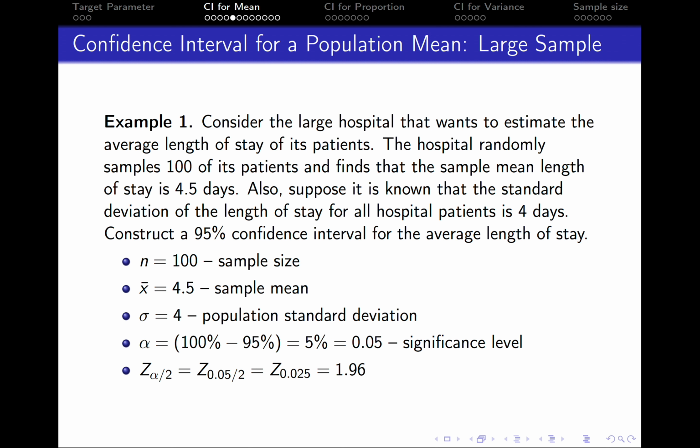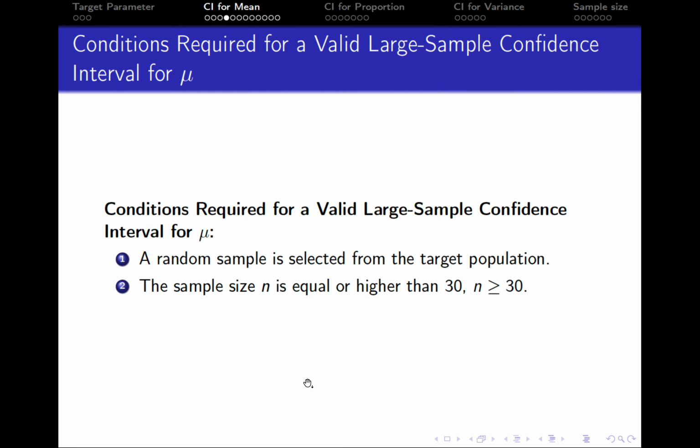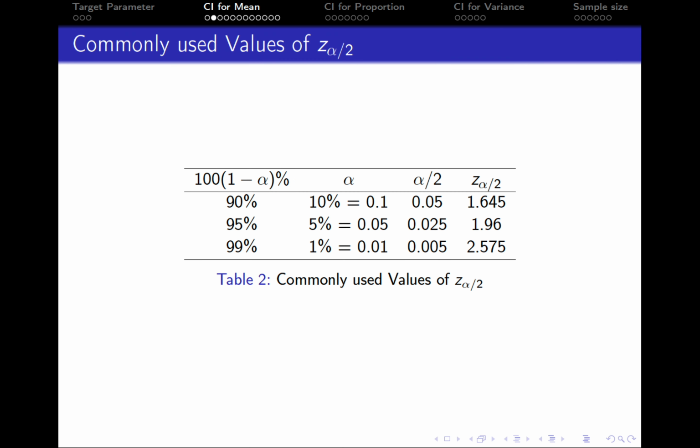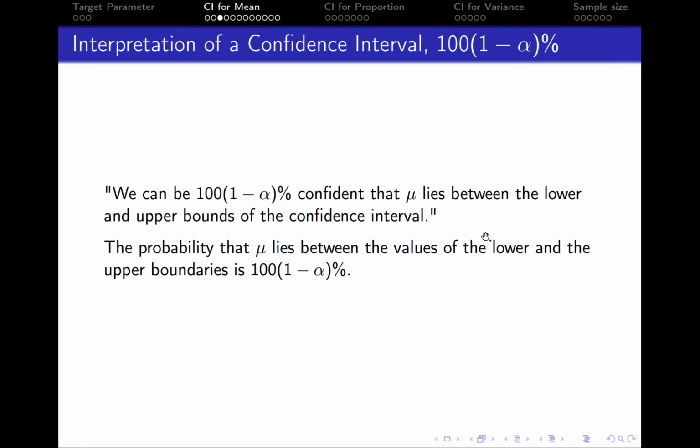So to get the significance level, we take 100 and subtract 95, and we get 5%, which is 0.05. And we need to get a critical z-score. To do that, we divide alpha by 2, so we get 2.5% or 0.025. And if you check the table from this slide, you will see that the corresponding critical z-score is 1.96.